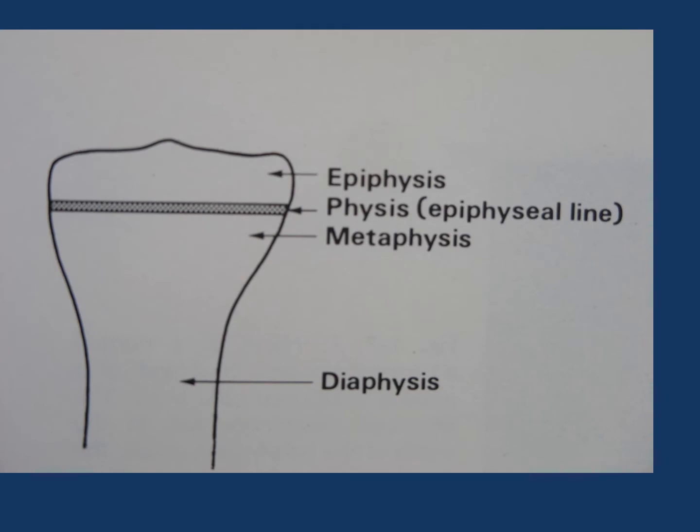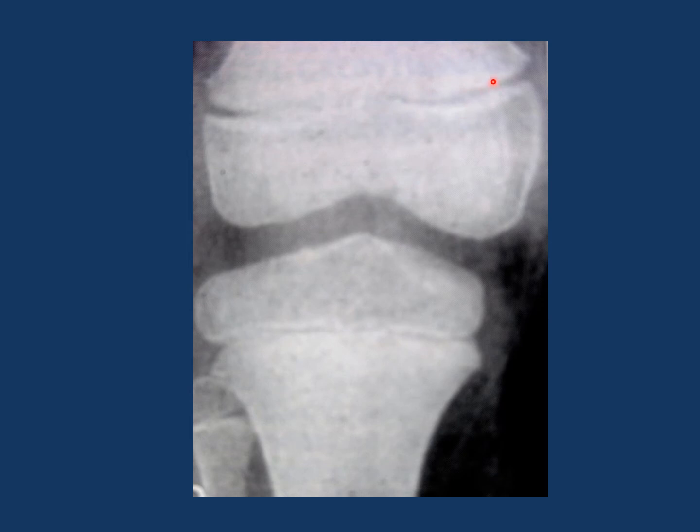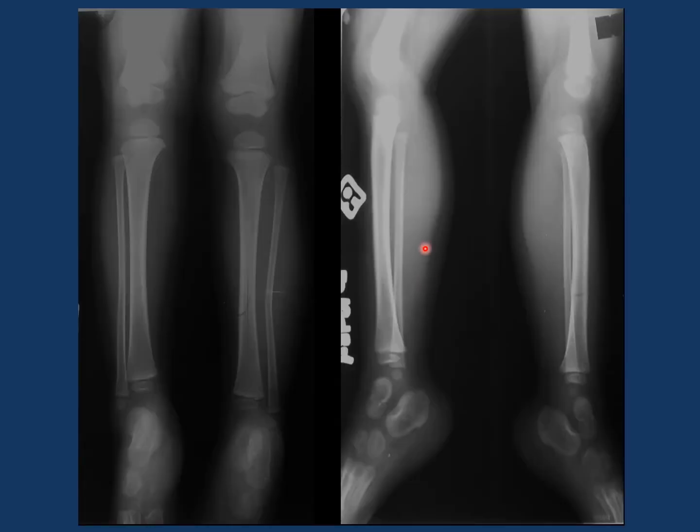Here is a diagrammatic representation of the parts of the long bone. We see the epiphysis, the physis, the metaphysis, and the shaft, which is the diaphysis. Here is an X-ray of a child, and you still see the growth plate, which is radiolucent. Another example of an X-ray of a child wherein we still see these radiolucent growth plates.